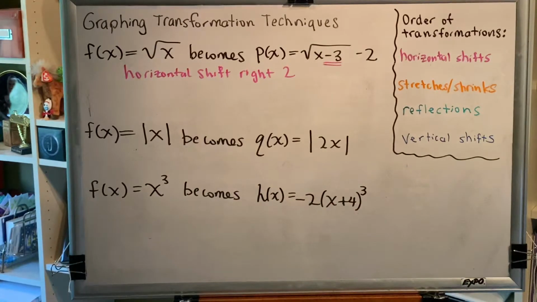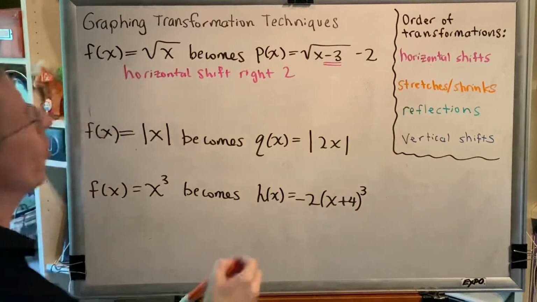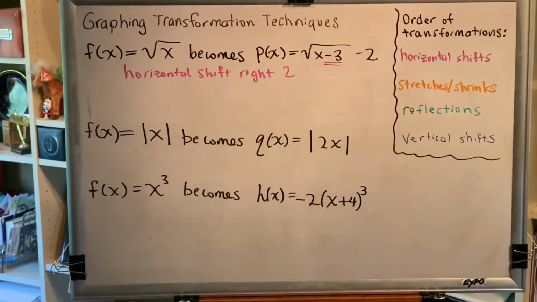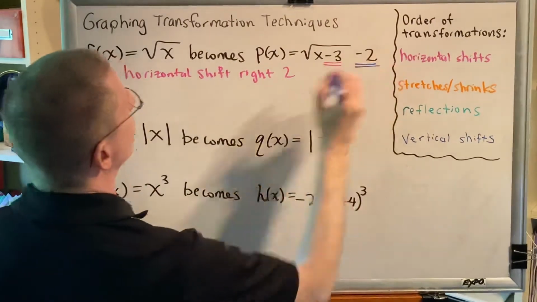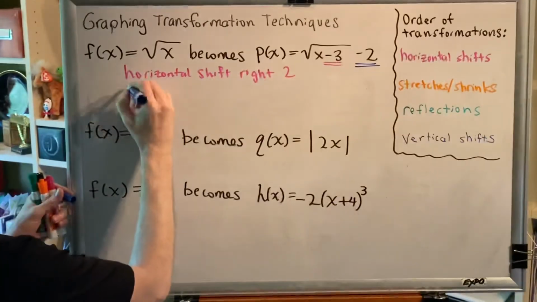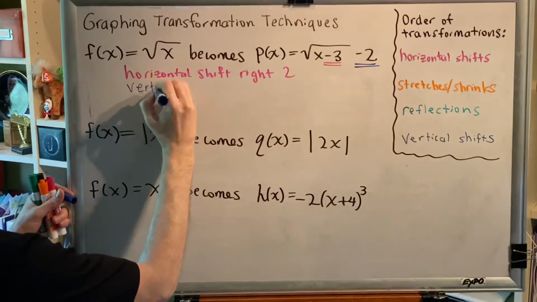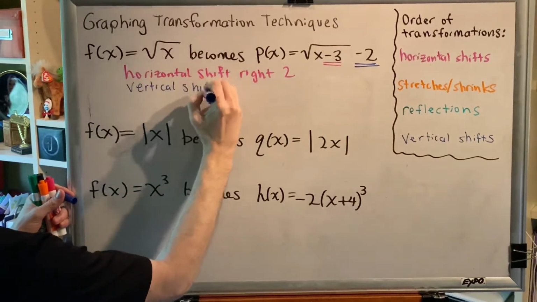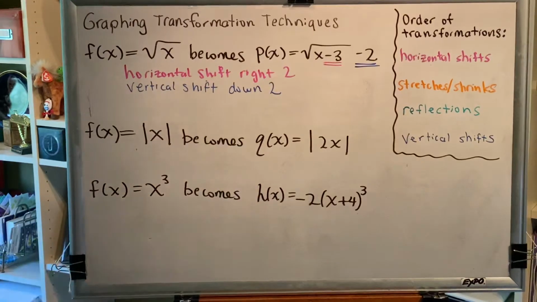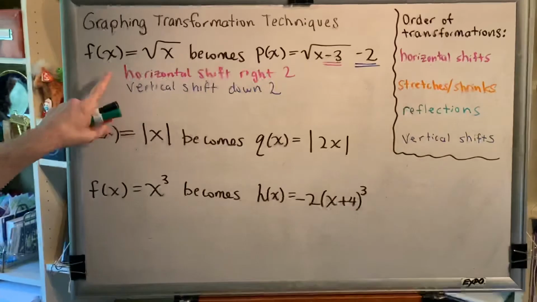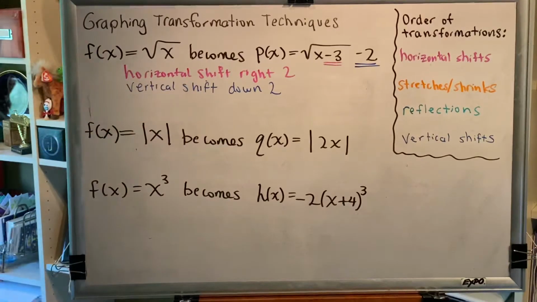Okay, the next thing we're looking for is stretching or shrinking. That's multiplication. I don't see any of that. The next thing we're looking for is reflections. That's multiplication by -1. Don't see any of that. And the next thing we're looking for is vertical shifts, which is adding or subtracting outside, which we do have with this subtract 2. That subtract 2 represents a vertical shift down 2. We'll also discuss how the coordinates change after we do all of the transformations, so we'll actually come back to this problem in a moment.